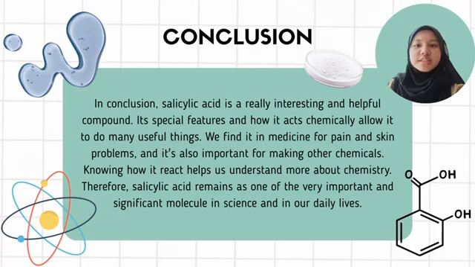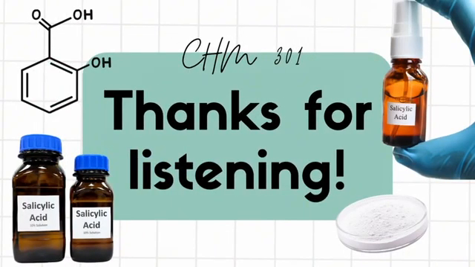In conclusion, salicylic acid is a really interesting and helpful compound. Its special features and how it acts chemically allow it to do many useful things. We find it in medicine for pain and skin problems, and it is also important for making other chemicals. Knowing how it reacts helps us understand more about chemistry. Therefore, salicylic acid remains one of the very important and significant molecules in science and in our daily life.